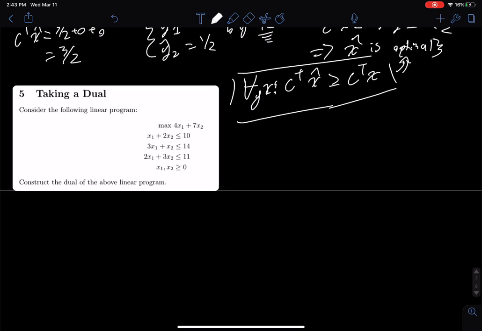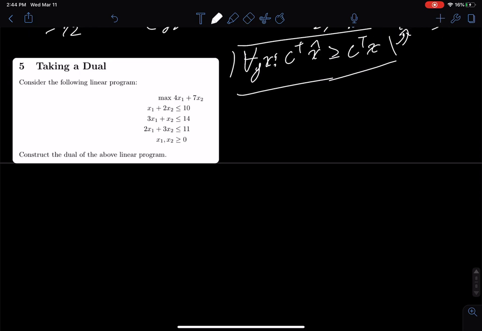I suggest at this point, since I've already walked through it a couple times in both symbolic and concrete format, that you try and work out this dual yourself. Pause the video, work it out, and then resume and compare with what I come up with. Let's formulate it. X is equal to x1, x2.